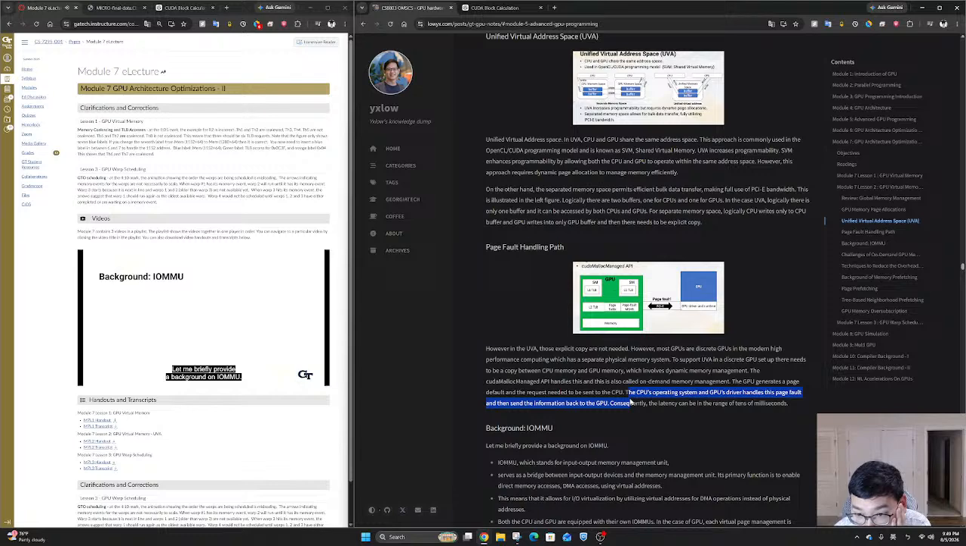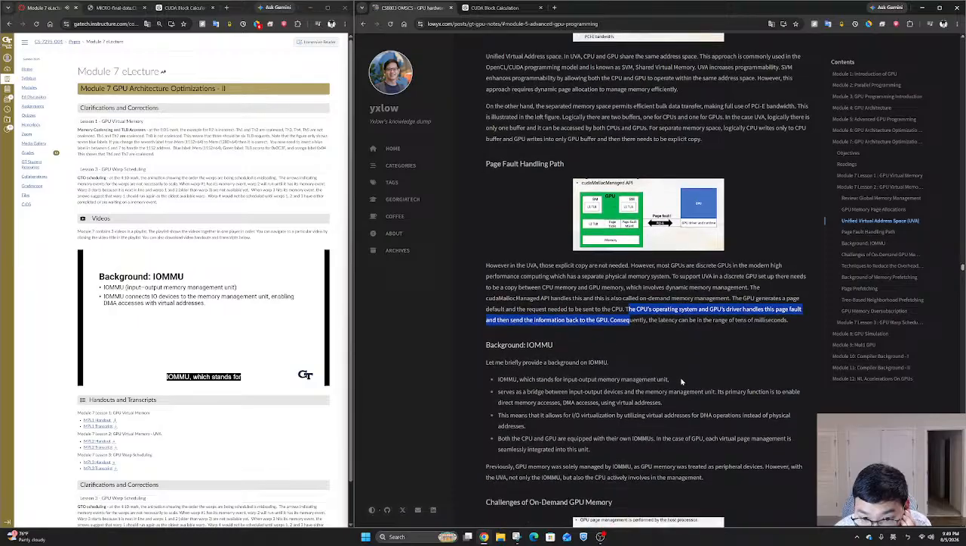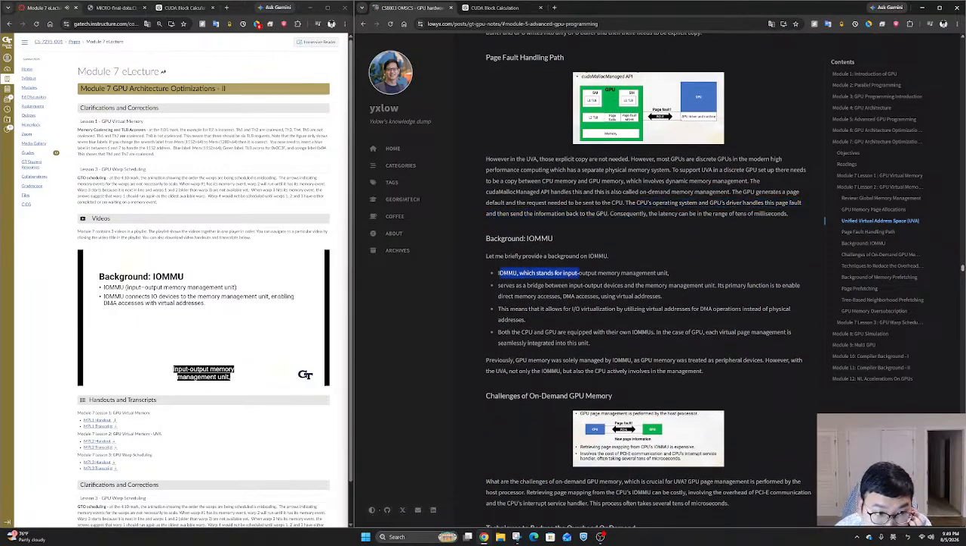Let me briefly provide a background on IO-MMU. IO-MMU, which stands for Input-Output Memory Management Unit, serves as a bridge between input-output devices and the memory management unit. Its primary function is to enable direct memory accesses, DMA accesses, using virtual addresses. This means that it allows for I/O virtualization by utilizing virtual addresses for DMA operations instead of physical addresses.